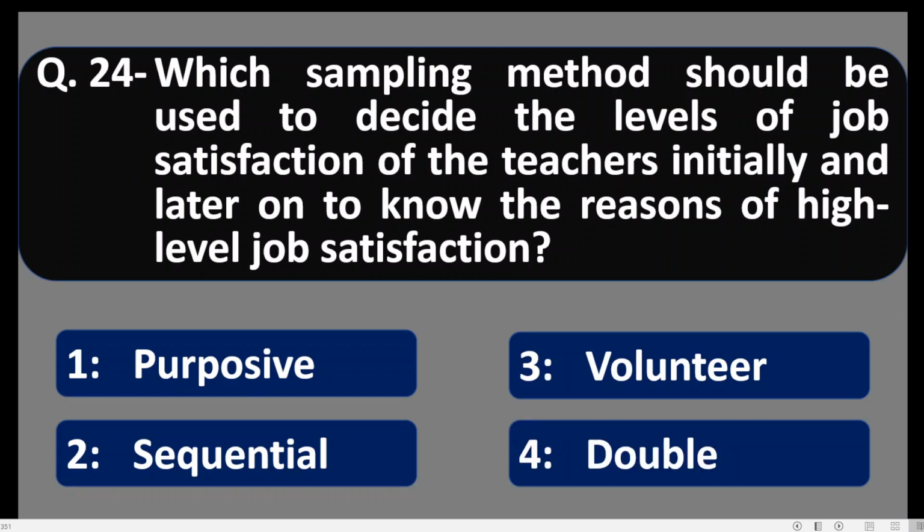Here it is said that first teachers are selected to decide their job satisfaction level, and after that some teachers are selected to know the reasons for high level job satisfaction. So here the sample is selected two times, and the second time the sample is selected from the units of the sample which were selected the first time. If the sample is selected in this way, then it is called the double sampling method. So option number 4 is correct.